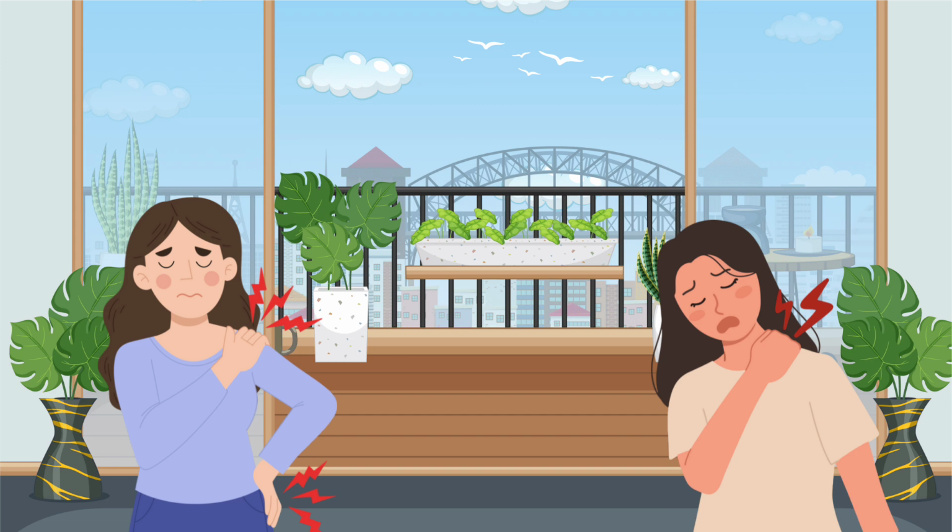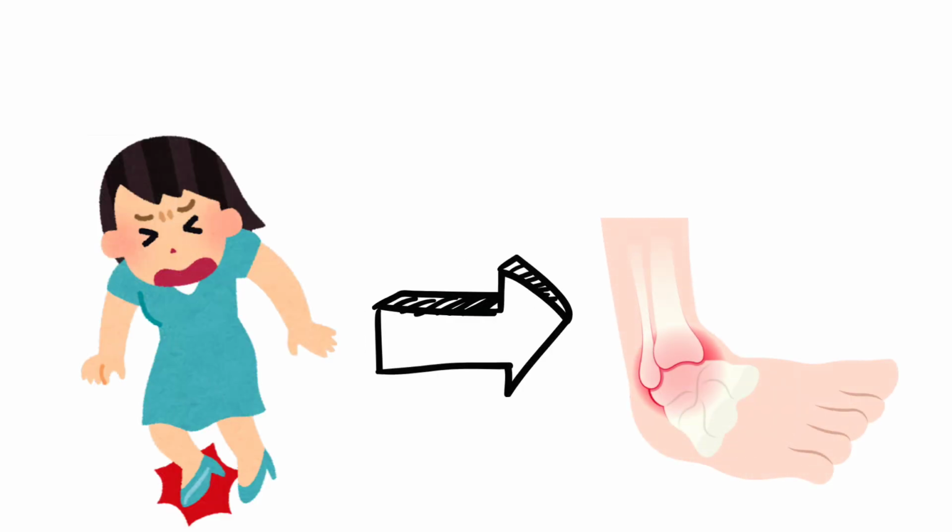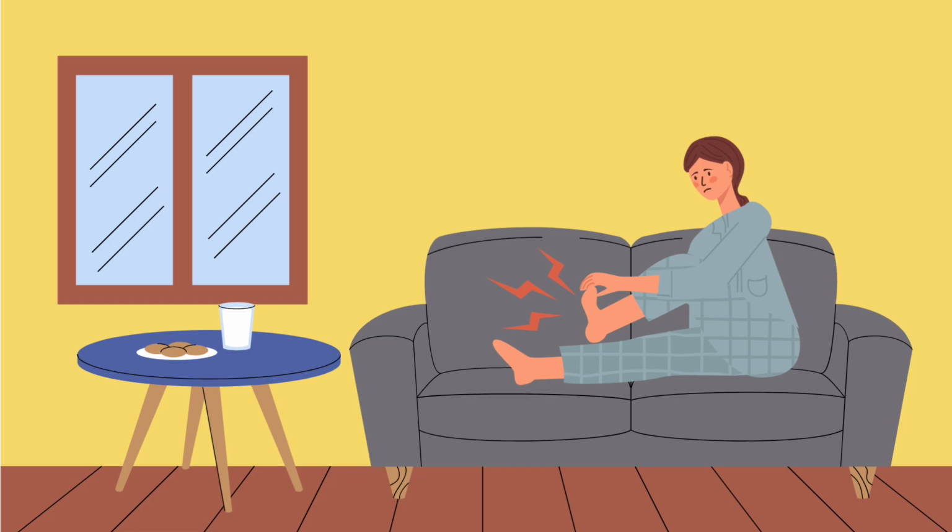The pain serves a critical protective function. It discourages the use of the affected area, allowing it to rest and heal. For example, if you twist your ankle, the pain prevents you from walking on it and potentially causing more damage.